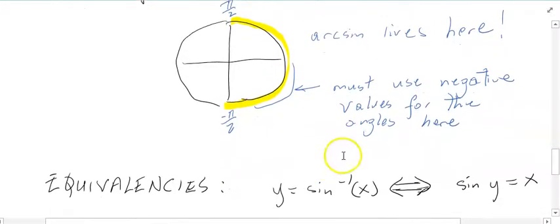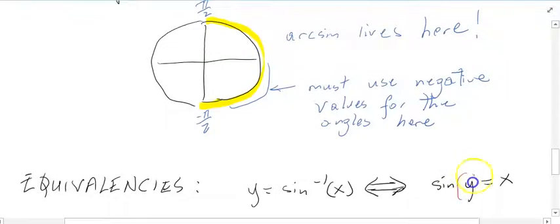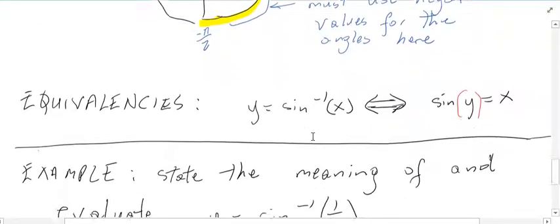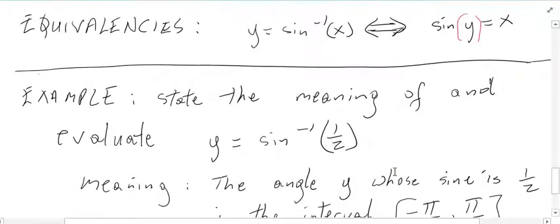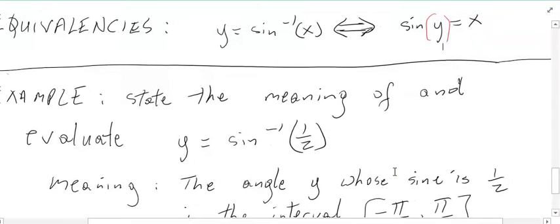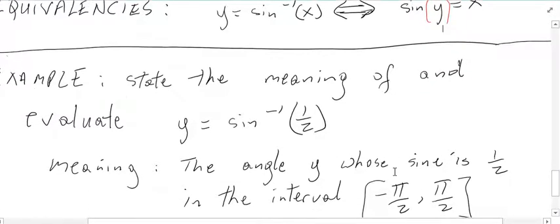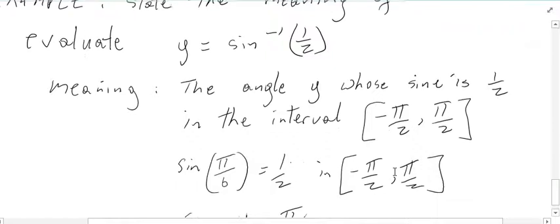In terms of equivalences, y is equal to sine inverse of x is equivalent to sine of y equals x, right? Let's look at a more specific example. State the meaning of and evaluate y is equal to sine inverse of 1/2, or arc sine of 1/2. What does that mean? The meaning is the angle y whose sine is 1/2 in the interval -pi/2 to pi/2 inclusive. Which angle is that?